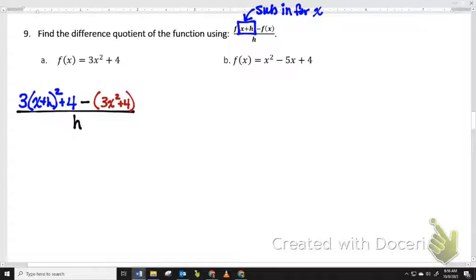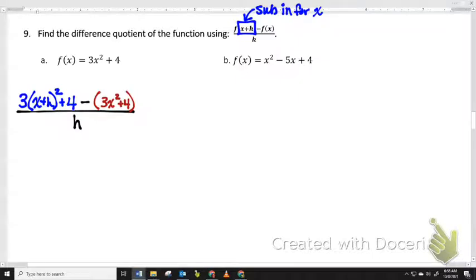all over h. Why do I have parentheses around the red part? Because it's being subtracted. I'm subtracting that whole thing, not just one part of it. I'm subtracting the whole function. Please make sure whenever you have a subtraction sign, if you substitute something in after that subtraction, you put parentheses around it. I need to clean this up so that I can see things that are going to cancel.